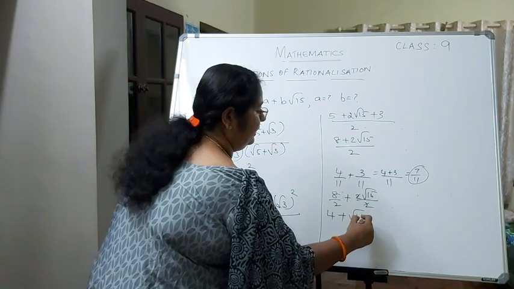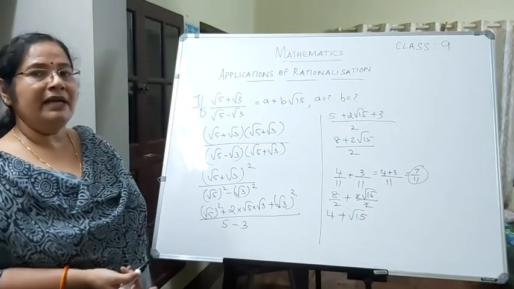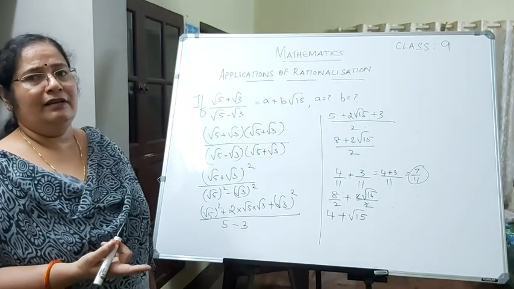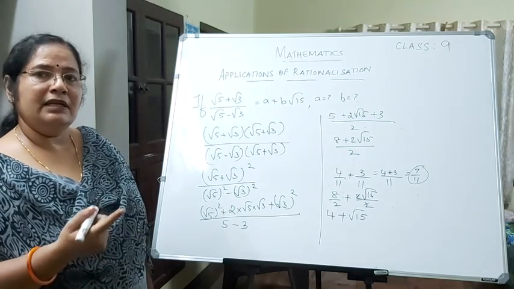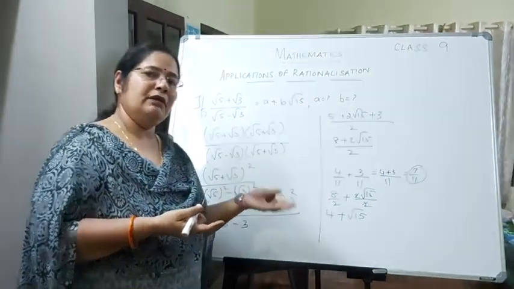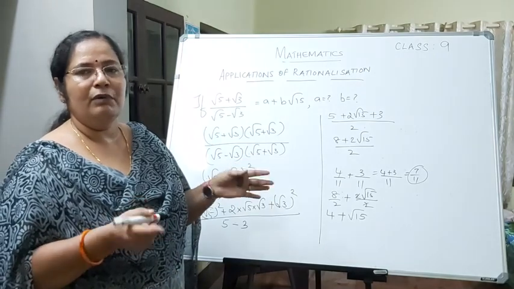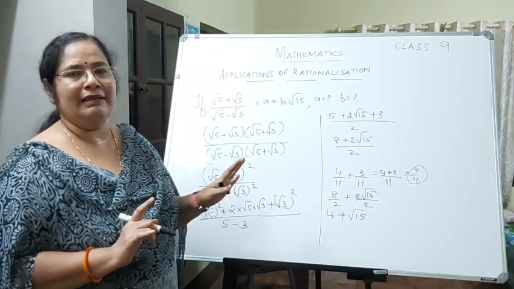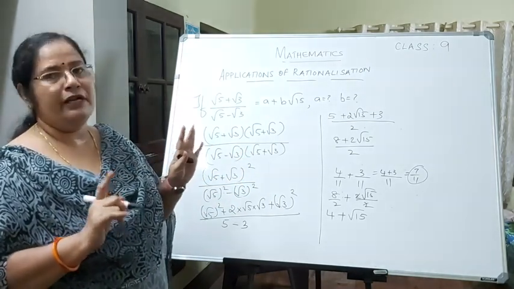Root 15. Now root 15 is the same as 1 into root 15. Any number multiplied by 1 is the number itself. So root 15 you can write as 1 root 15 or 1 into root 15. But usually we don't write like that. Root 15 means it is the same as 1 into root 15.